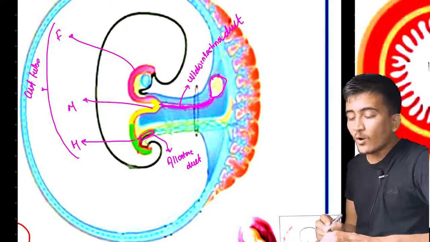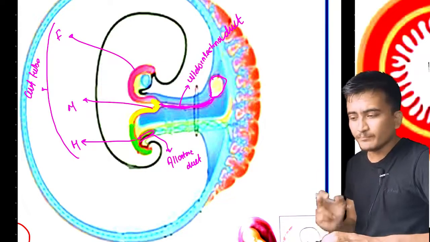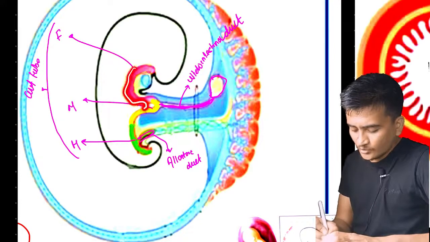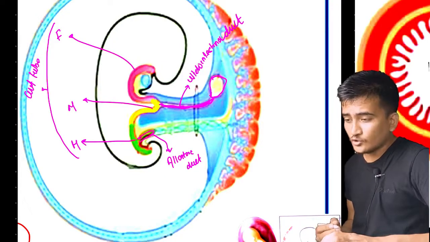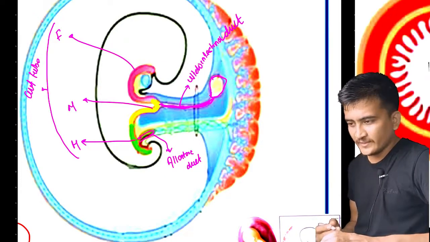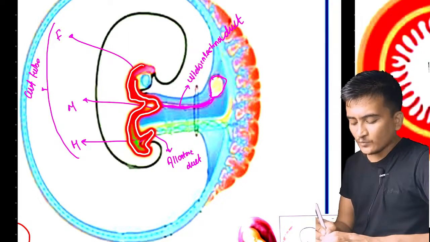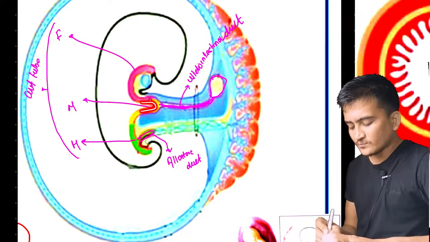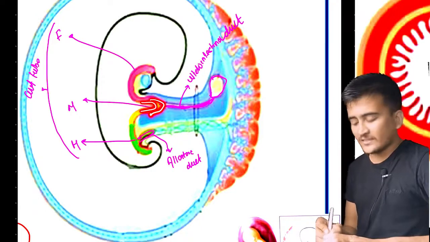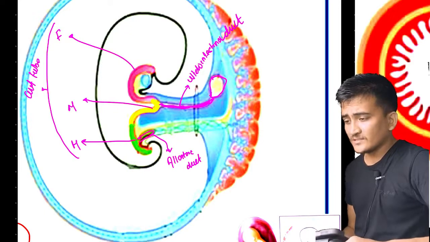Now, why is it herniating? Obviously, it is a temporary herniation, because this gut tube is growing faster than our abdominal cavity. So in our cavity there is no space, so it is herniating inside our umbilical cord. So that is the reason.